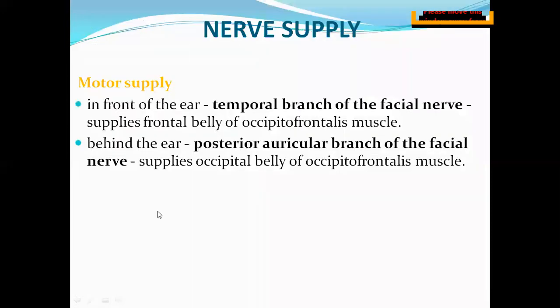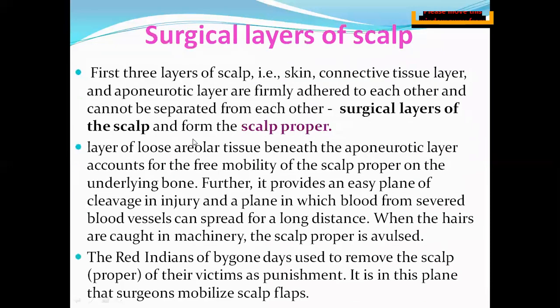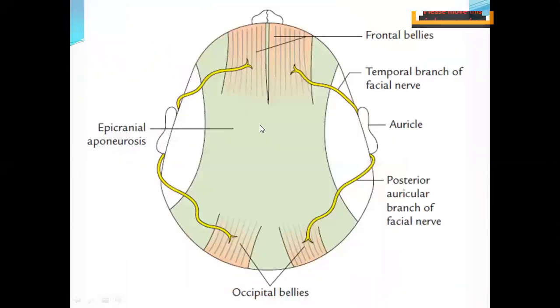Then in front of the pinna, we have one motor nerve. What is that one motor nerve? It is also supplying the muscles of the third layer. What is that motor nerve? We have the temporal branch of facial in front, and behind we have the posterior auricular branch of facial.